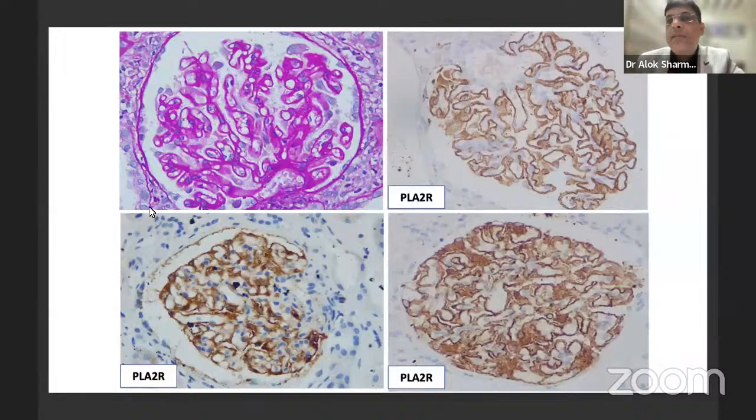So it comes with experience, it takes time, but it's an important point for beginners to note that even if you're seeing brown staining in a case of some glomerulopathy, it is not necessarily membranous. So PLA2R is not used to diagnose membranous GN. It is always used to detect the antigen antibody complexes, and the pattern will define whether the staining is significant or not.